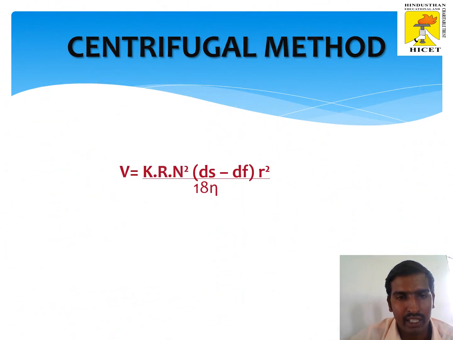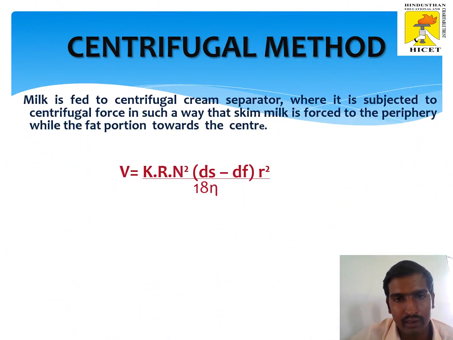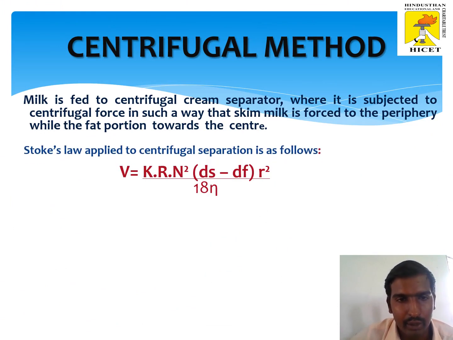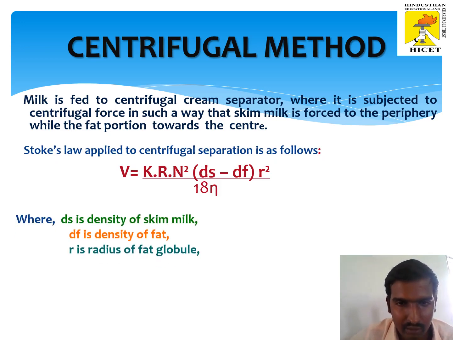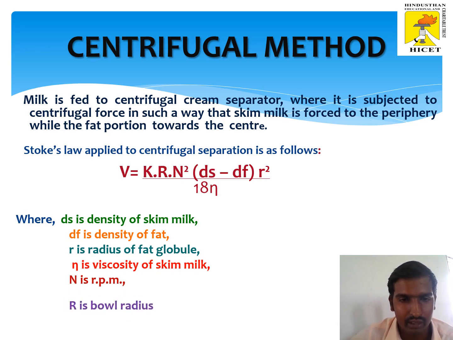And the centrifugal method can be used. The milk is fed into the centrifugal cream separator, and you can find the velocity by using the formula V is equal to Kr into N square into density of the skim milk minus density of the fat into radius of fat globule divided by 18 into viscosity of the skim milk.